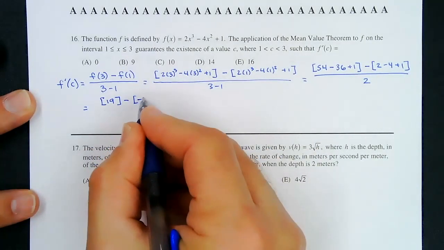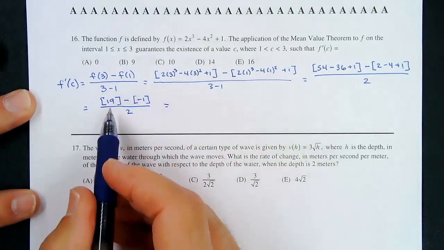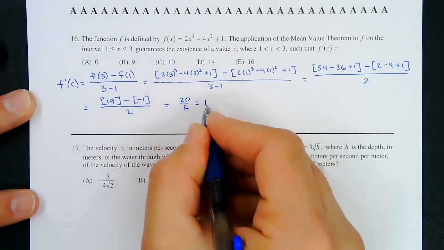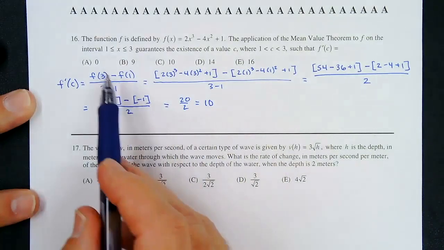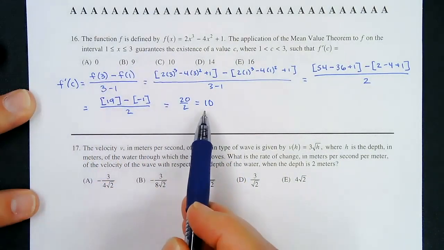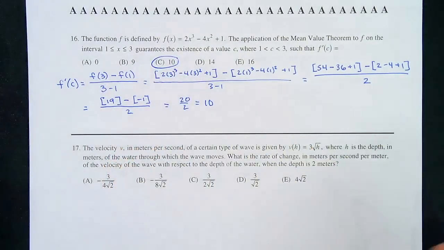So I'm going to subtract negative 1. That's still all over 2. And then this would be 19 plus 1, which is 20 over 2, and that gives you 10. So this is telling us that on this interval with this function, there has to be a derivative that's equal to 10. And so the correct answer is C.